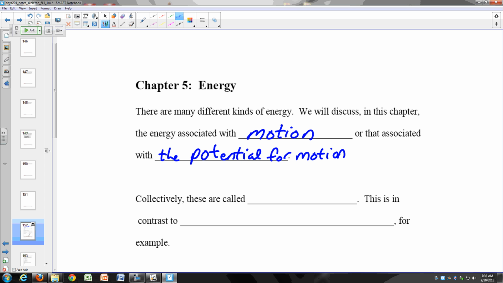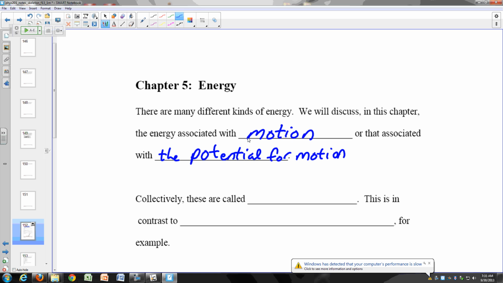And then also if I place this eraser within a force field, or the gravitational field in this case, then it has the potential for motion, right? Because if I let it go, what's going to happen to it? It'll fall. It has the potential for motion. And we'll talk about a number of different types of potential energy, but primarily we'll look at gravitational potential energy.